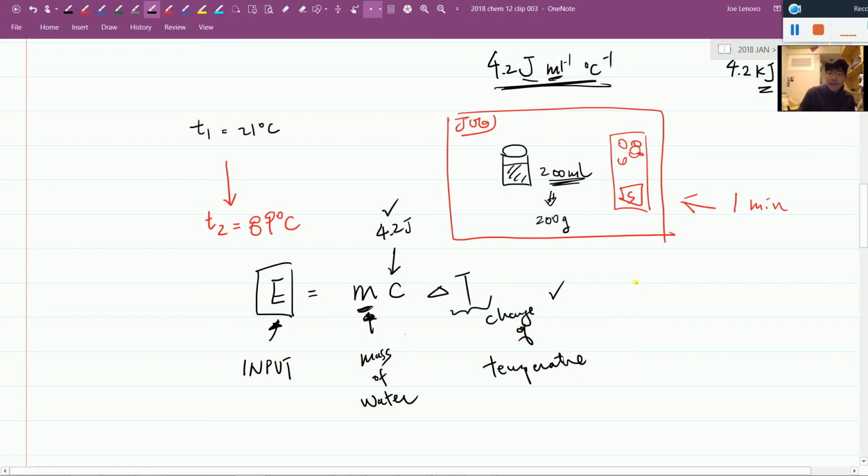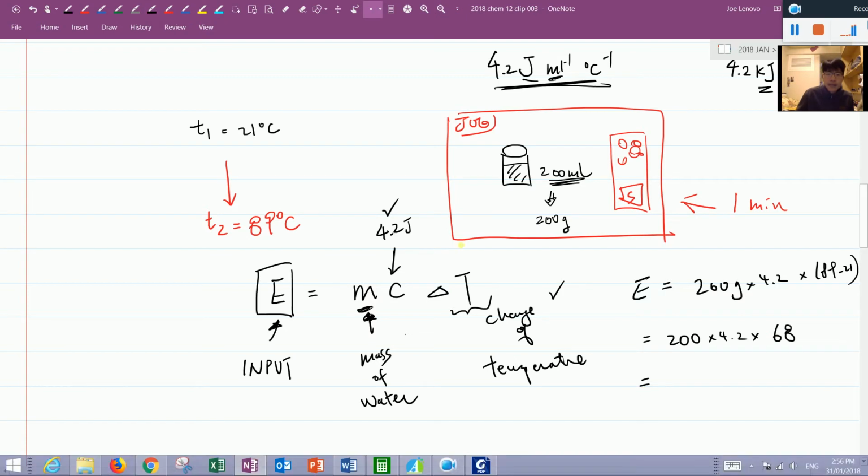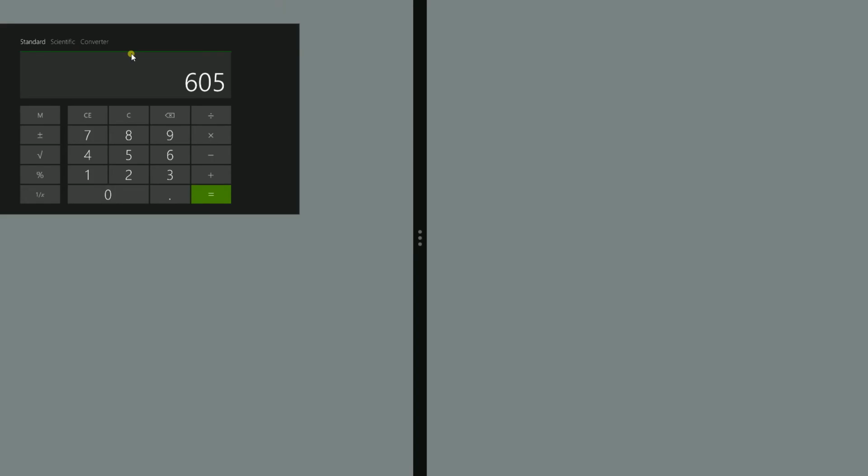So energy is equal to the mass, 200 grams, times 4.2, and then times delta T, which is 89 take away 21. Then 200 times 4.2 times 68. Then let's try to do my calculator again.